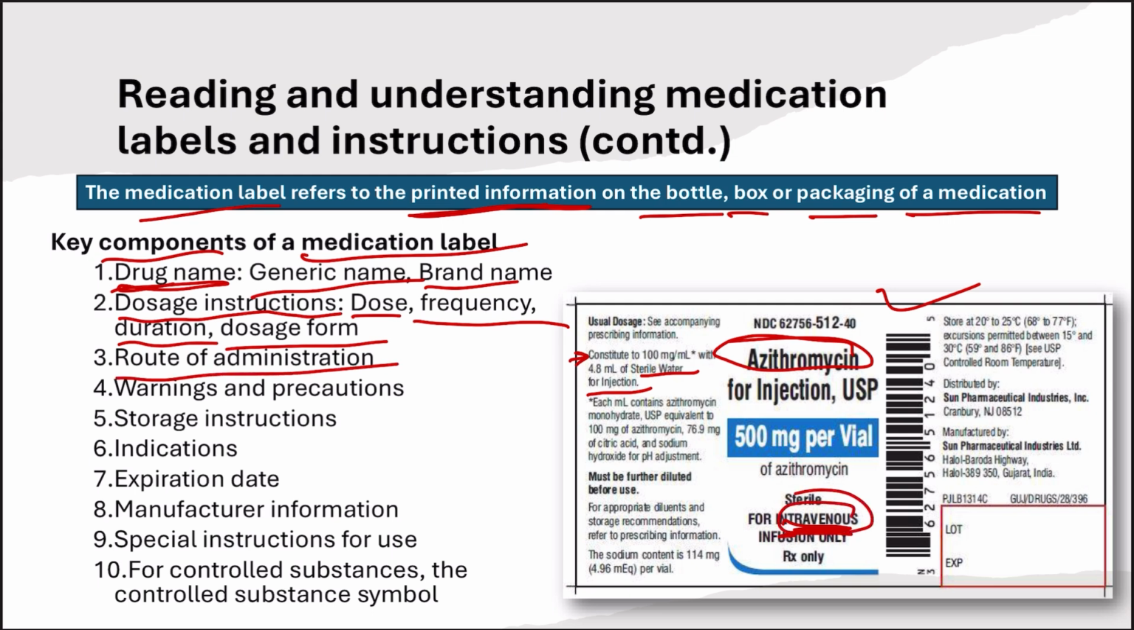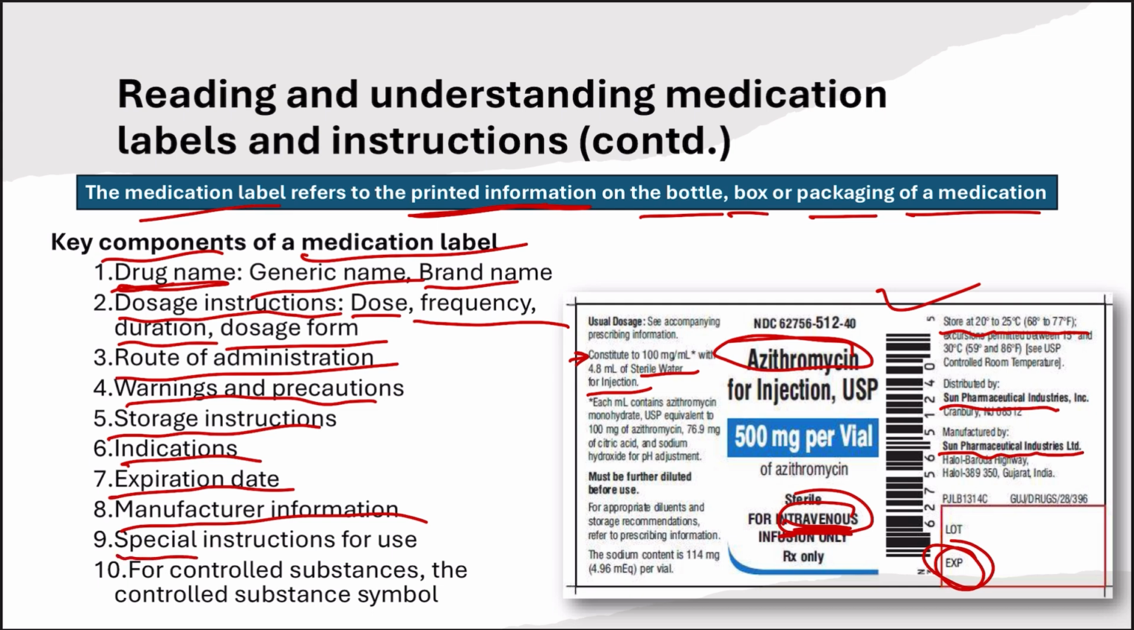Then warnings and precautions are provided. Coming to the storage instructions, as you can see here, store at 20 to 25 degrees Celsius or 68 to 77 Fahrenheit. This guides us about the storage conditions for that particular drug. Then indications for the use of the drug are also provided. Then we have the expiration date, and manufacturer information, such as the batch number. It is distributed by Sun Pharmaceutical Industries, manufactured by Sun Pharmaceutical Industries Limited. So these are the details.